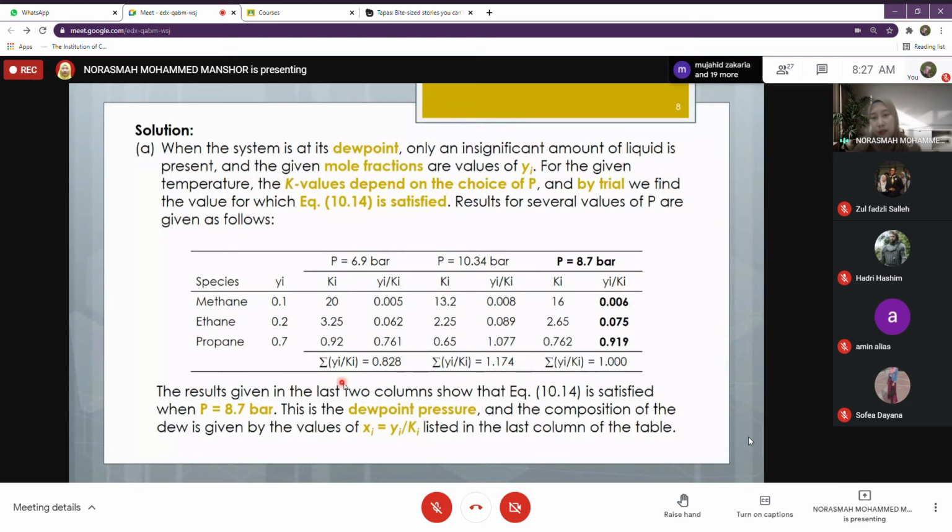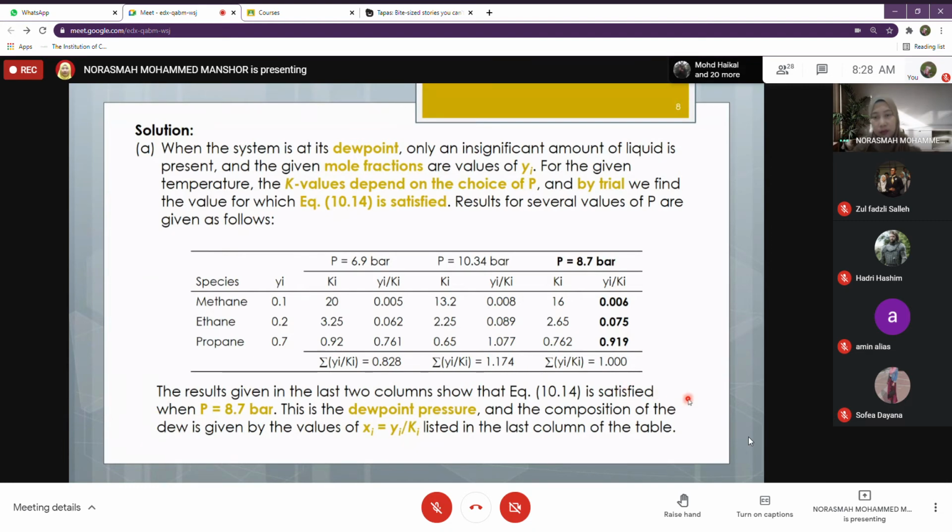So when you get summation Yi over Ki less than 1 and greater than 1, you can actually interpolate the value of P. You can interpolate between 6.9 bar and 10.34 bar to get the P whose summation Yi over Ki equals 1. Or you can also try until you get it, but this is a shortcut method. Usually in the question, they will give a range of P for you to try and error.